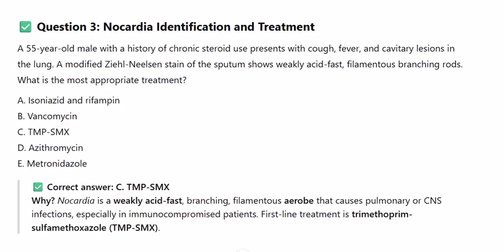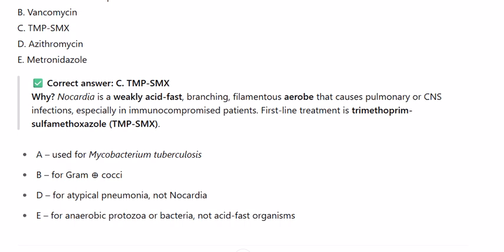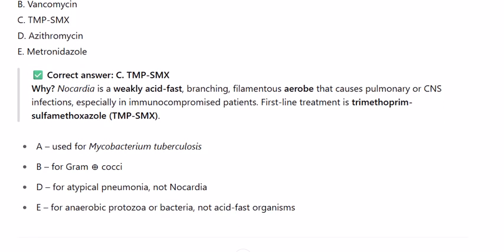TMP-SMX. Why? Nocardia is a weakly acid-fast, branching, filamentous aerobe that causes pulmonary or CNS infections, especially in immunocompromised patients. First-line treatment is trimethoprim-sulfamethoxazole, TMP-SMX. A is used for Mycobacterium tuberculosis, B for gram-positive cocci, D for atypical pneumonia, not Nocardia, E for anaerobic protozoa or bacteria, not acid-fast organisms.